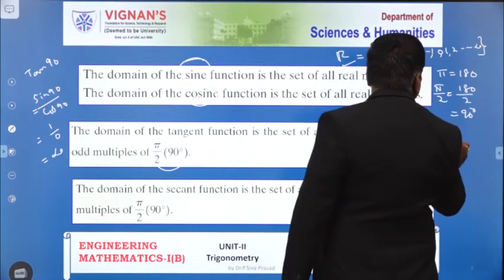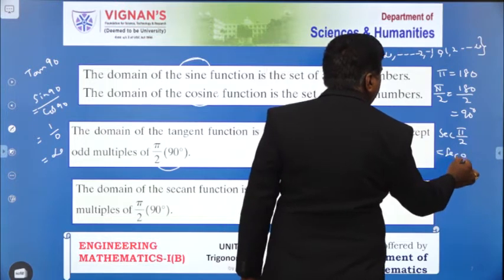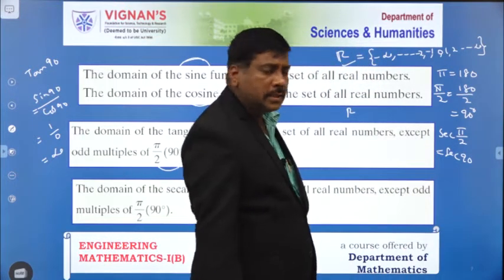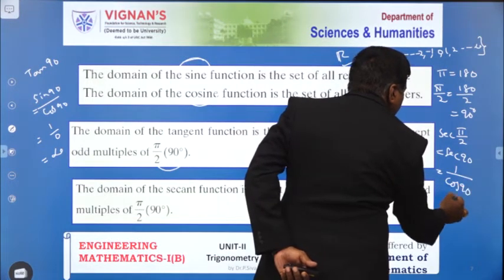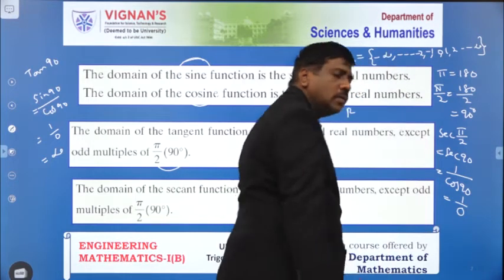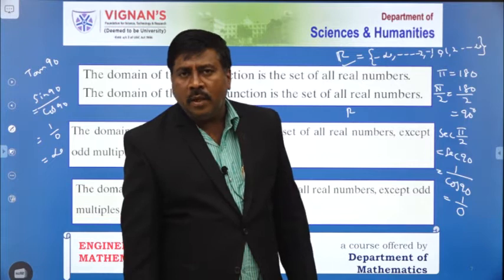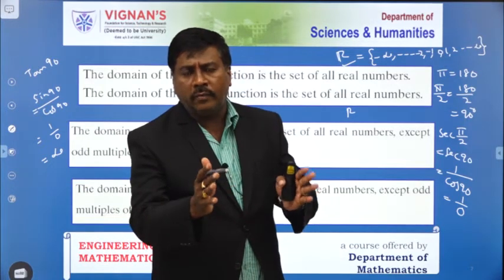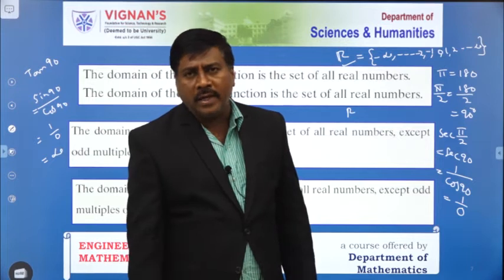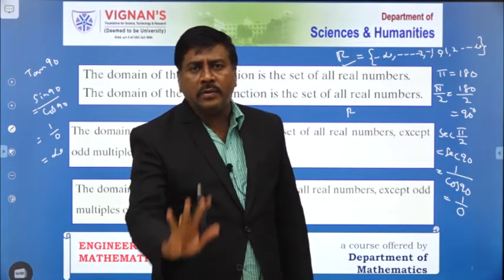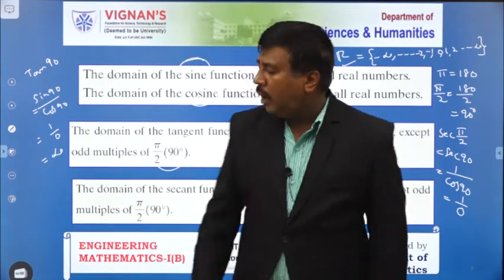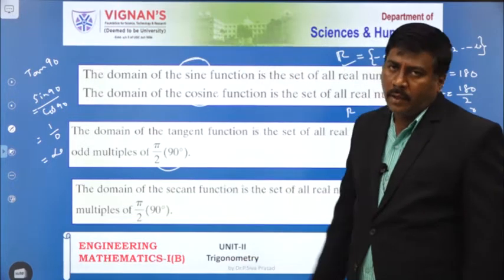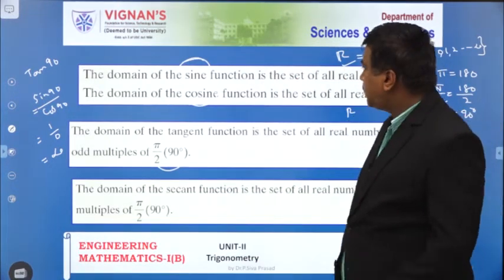So secant of pi by 2, that means secant 90 degrees. Secant 90 degrees means we write the reciprocal, cos 90. Here also cos 90 value is 0, so 1 by 0 is infinity. That means we cannot fit the infinite set into the finite set. So the domain of the secant function is also R minus the values n multiples of pi by 2, where n is an odd number.